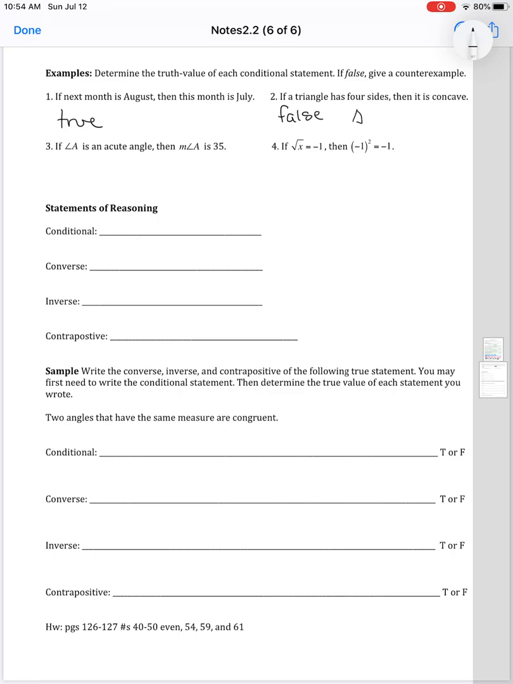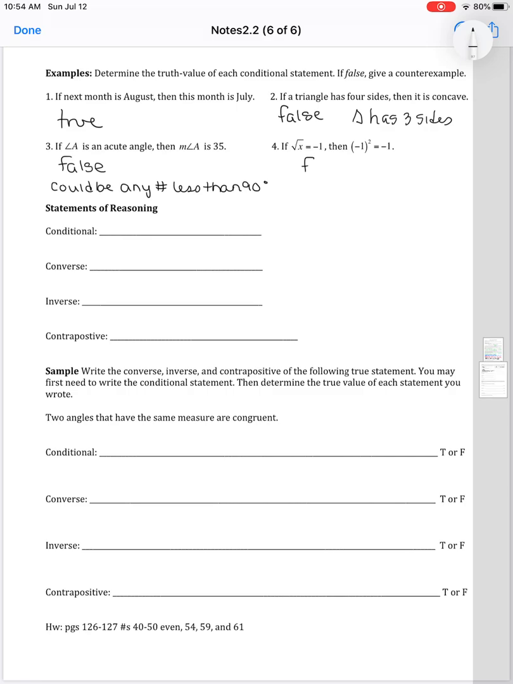For 2, it says if a triangle has 4 sides, then it's concave. Well, this is certainly false. And we ask ourselves why, and we say, well, a triangle has 3 sides. It does not have 4 sides, and it never will. So that's what makes it false. For number 3, it says if angle A is an acute angle, then angle A is 35 degrees. Well, could it be 35 degrees? Absolutely. But in all cases, no, it does not have to be. So we're going to make this false. And you can just say it could be any number less than 90 degrees, because that is the definition of an acute angle.